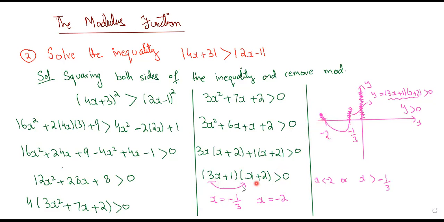And since this thing is greater than 0, it means y would be greater than 0. So we would be focusing on the positive y-axis. And when we are focusing on the positive y-axis, we need to focus on those parts of the graph. So those parts of the graph are basically this one and this one. So it would be x is less than -2 and x is greater than -1/3. Okay. All right. So this is what we need to understand here.